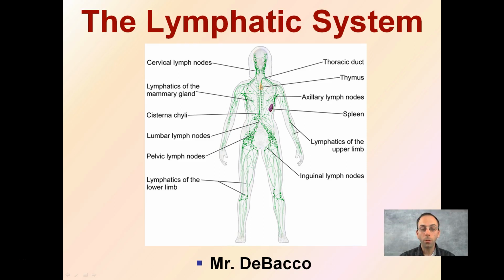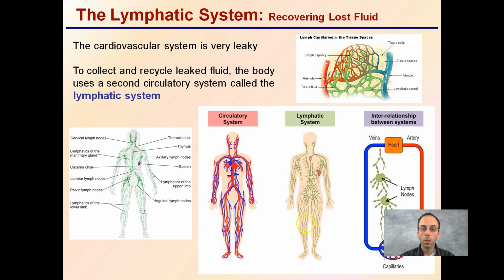Okay, we're going to do a brief overview of the lymphatic system, which, if we look at this image, does have a lot of, at least visual, similarities to the general circulatory system of our body. And it does work in close proximity with our circulatory system as well as our immune system. So moving on, the lymphatic system: recovering lost fluid.